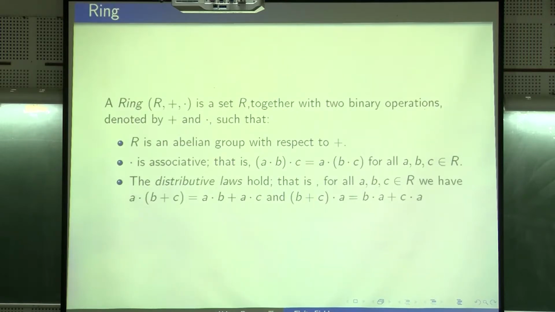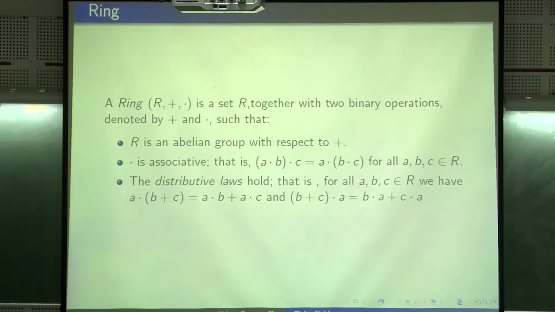Now let us come back to the main topic. A ring is a set R together with two binary operations, plus and multiplication, such that R is an abelian group with respect to addition. Addition is abelian and associative, and multiplication is also associative, but it also follows the distributive laws: for A, B, C in the ring, A times (B plus C) is the same as A times B plus A times C. It is customary to say addition and multiplication, but you can call the operators by any name, operator 1, operator 2, it does not matter. For convenience we will mostly take plus to mean addition and the dot to mean multiplication, okay.